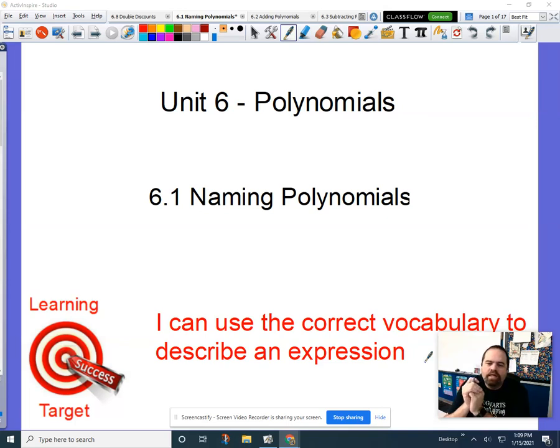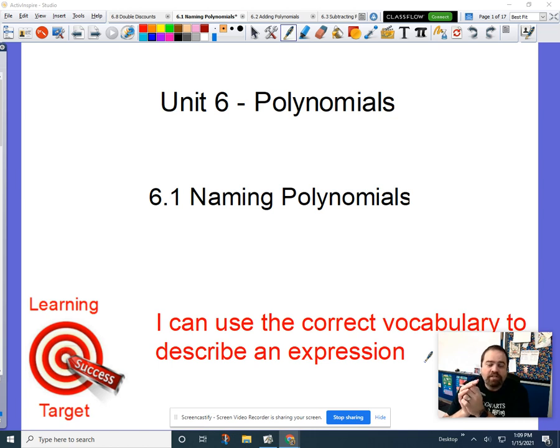So new unit. This is going to take us a while for this unit. It's pretty lengthy. Not that any of it is necessarily difficult. There's just a lot of material when you start talking about polynomials. Today and tomorrow are going to be probably the most arduous days. It's just a lot of vocabulary.